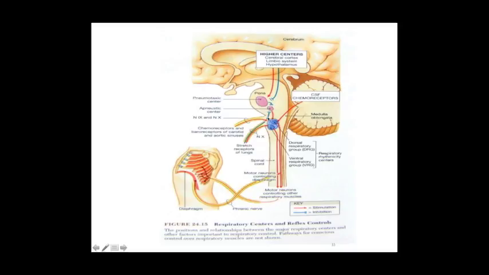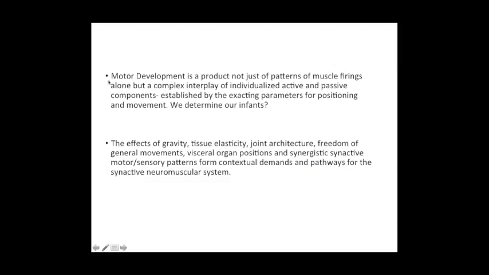What do you get? You get bradycardia, because your chemoreceptors and baroreceptors have been changed. So paying attention to this part of the body gives you better signaling processes into here, and definitely into the higher centers: the cerebral cortex, the limbic system, and the hypothalamus. So motor development is a product not just of patterns of muscle firings alone, but a complex interplay of individual active and passive components established by the exacting parameters for positioning and movement.